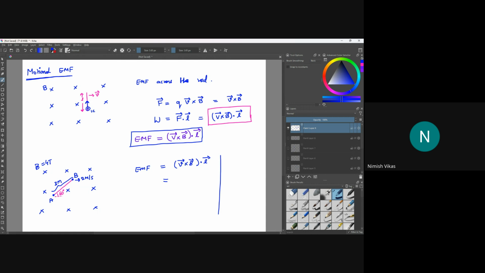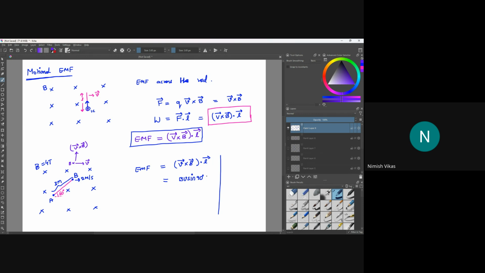So the cross product is simply BV sine 90. That is the magnitude. And if I use right hand rule, the direction of V bar cross B bar turns out to be upwards. V bar is this way, B bar is into the plane. So V bar cross B bar turns out to be upwards. For this you have to use right hand rule and figure out yourselves. Okay, V bar cross B bar's direction is upwards.